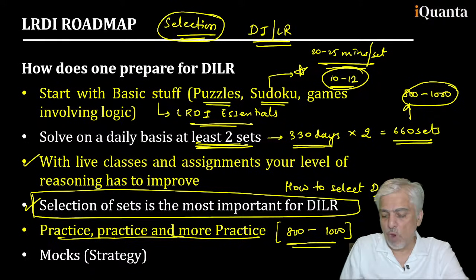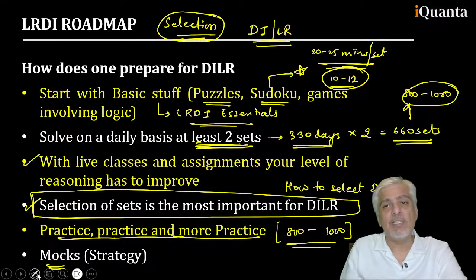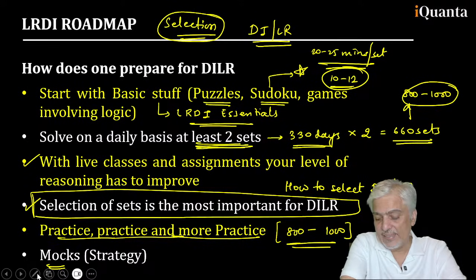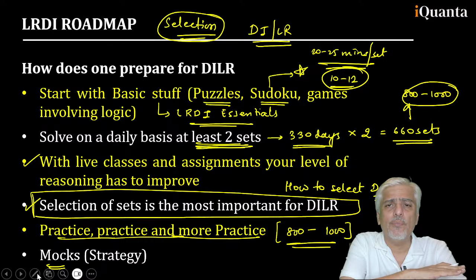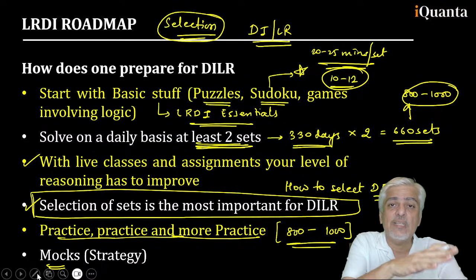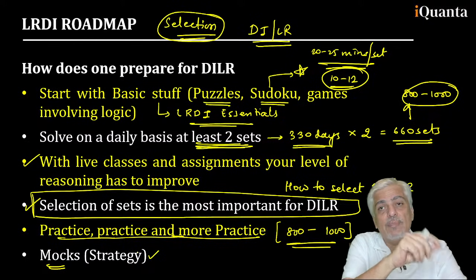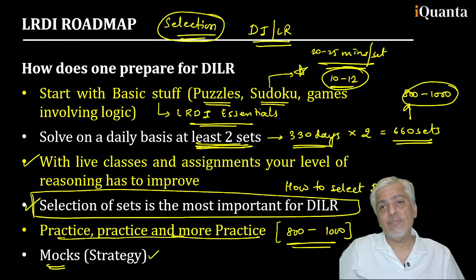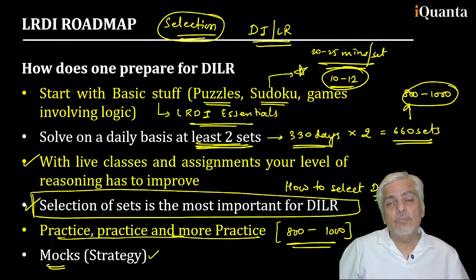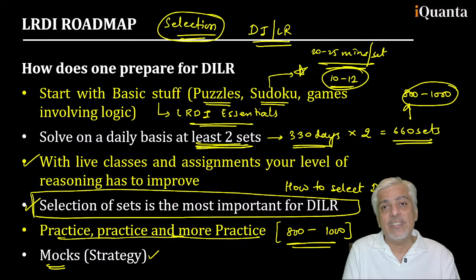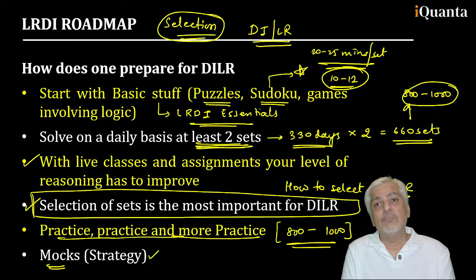And then comes mocks. As we've been saying, even during quant, I said this, even now I'm saying this. There is nothing more important in CAT preparation than writing mocks. Everybody has to write enough mocks, because mocks give you a strategy. How much am I able to attempt? How much time? There is a very important part in DILR, the first 7, 8, 10 minutes don't get you any marks most of the time.